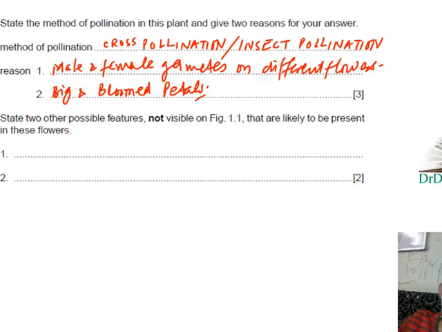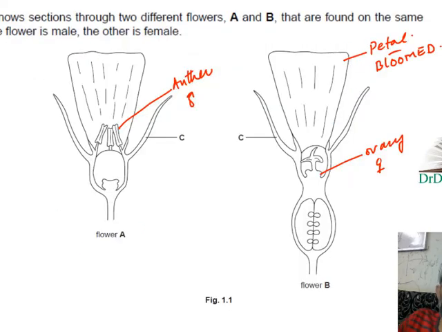Now the next question is, state two other possible features not visible in figure 1.1. You have to write the features which are not visible, that are likely to be present in these flowers. When there is insect pollination, there are more likely to be colored petals. Petals should be colored, and one thing more is that they should be scented. There can also be nectaries present.